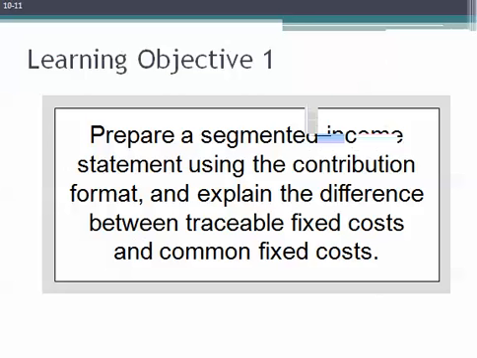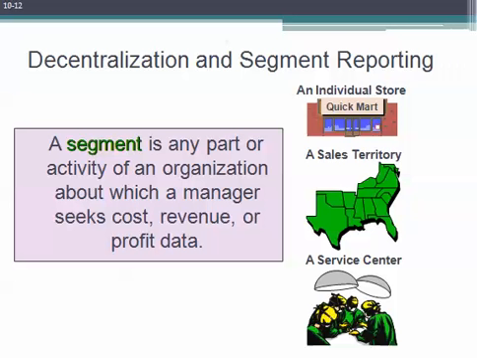A segment is any part or activity of an organization about which managers would like to obtain cost, revenue, or profit data. Examples of business segments might include a division of a company, a sales territory, individual stores, service centers, manufacturing plants, marketing department and accounting department, individual customers, or perhaps product lines.